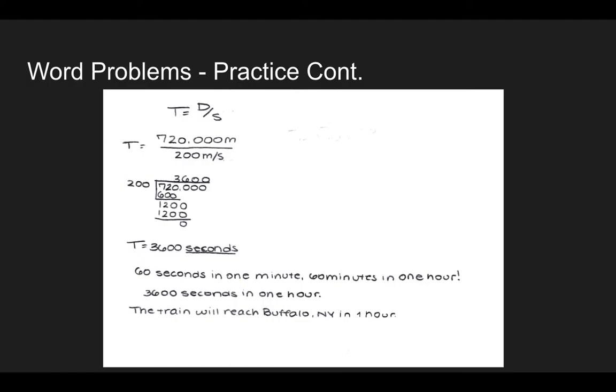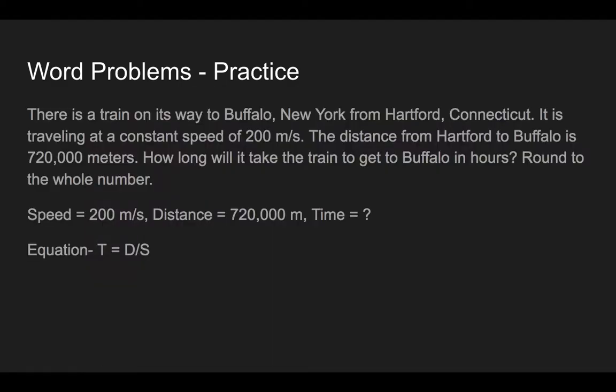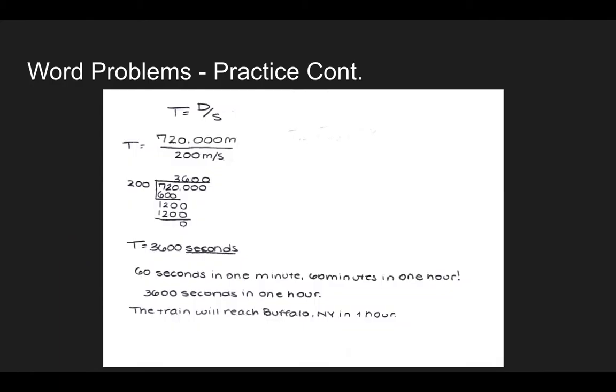That brings us to 3,600 seconds. But the word problem in the last slide asked for it in hours. So we need to know that there are 60 seconds in 1 minute and 60 minutes in 1 hour. So 3,600 seconds is 1 hour. So the train will reach Buffalo, New York in 1 hour.